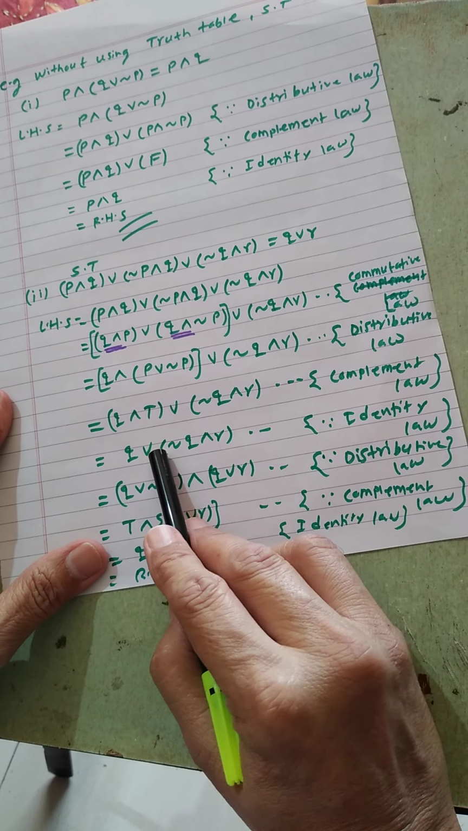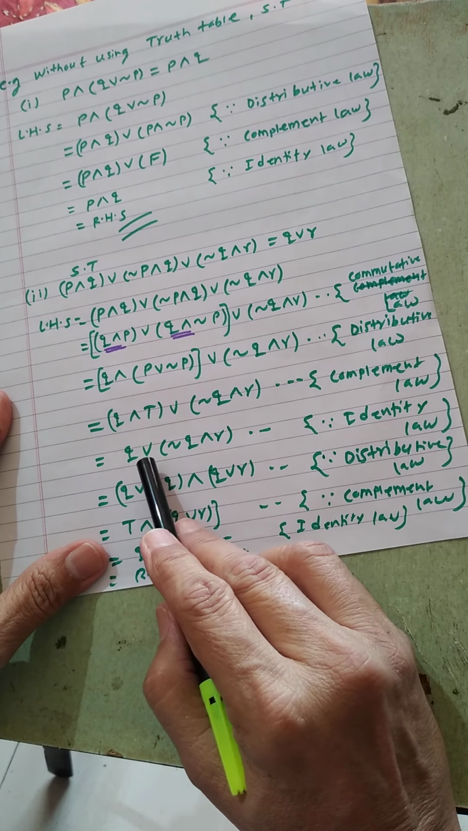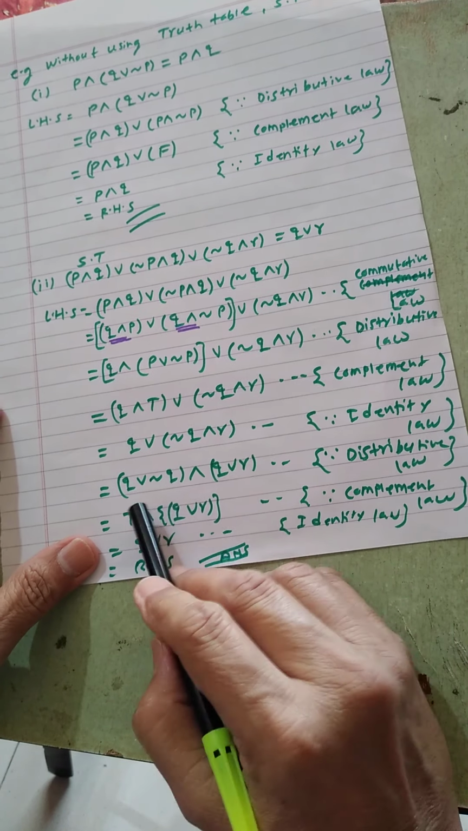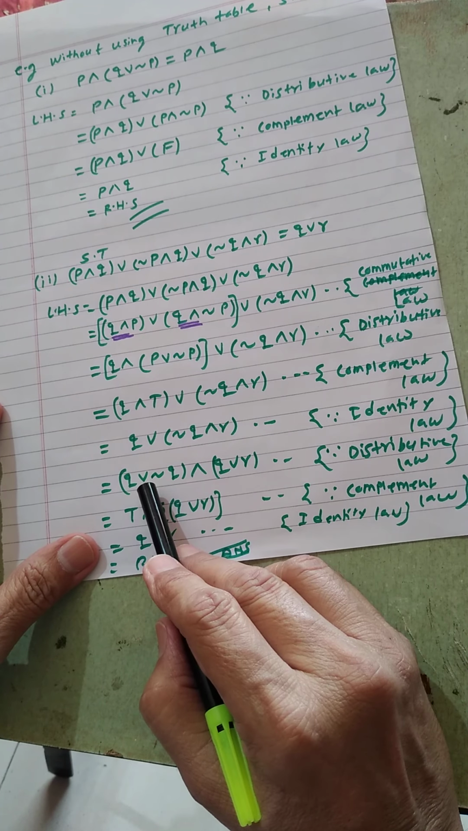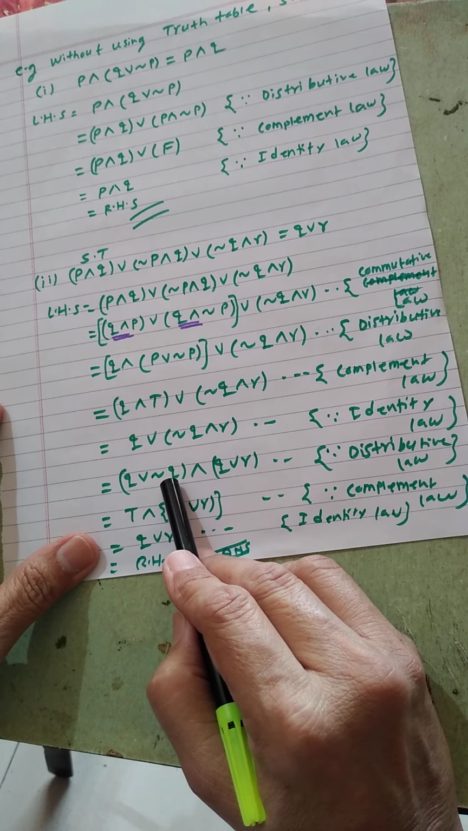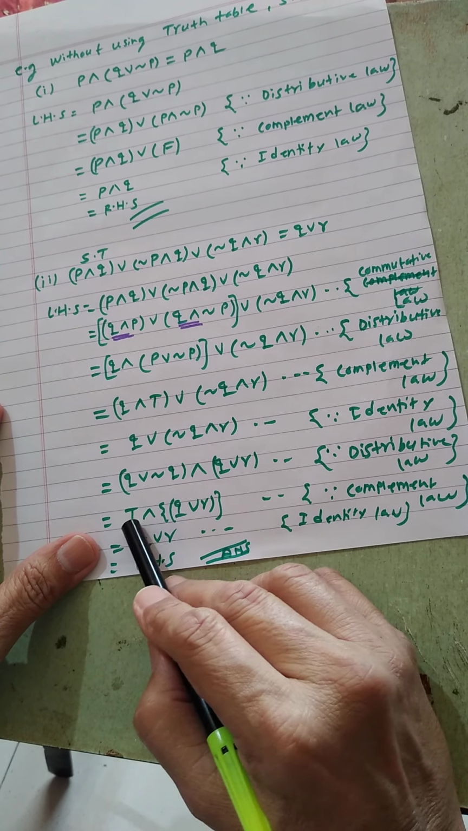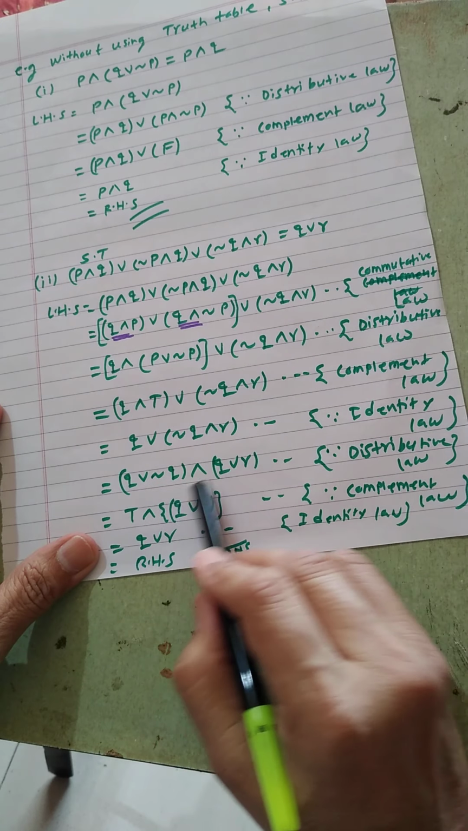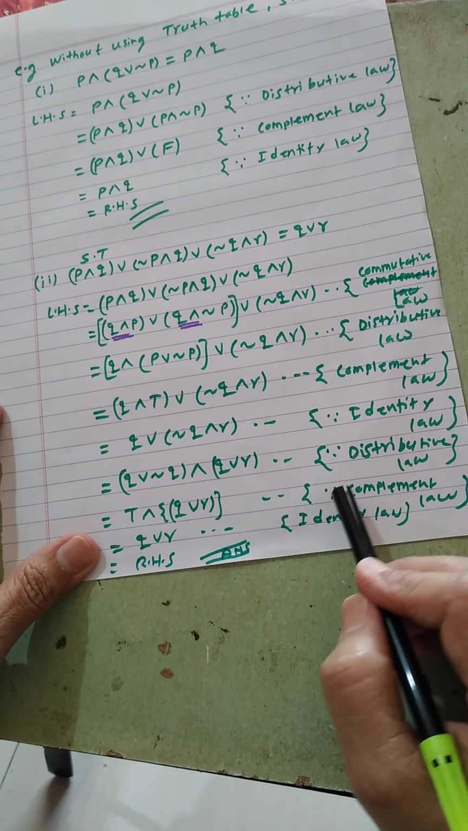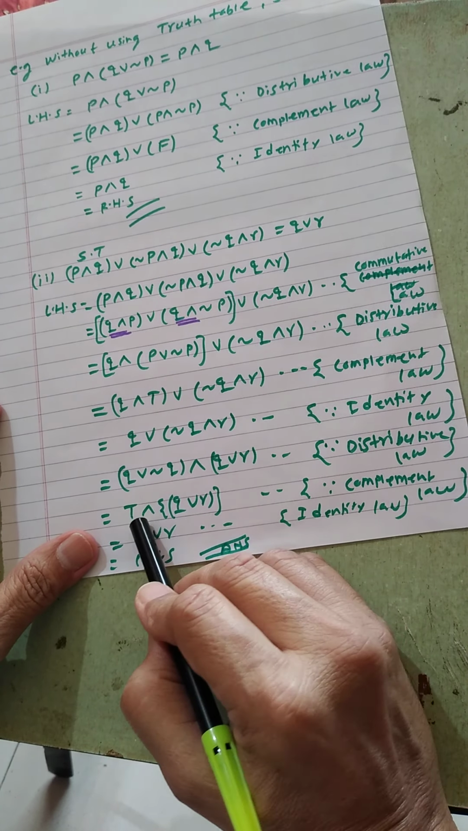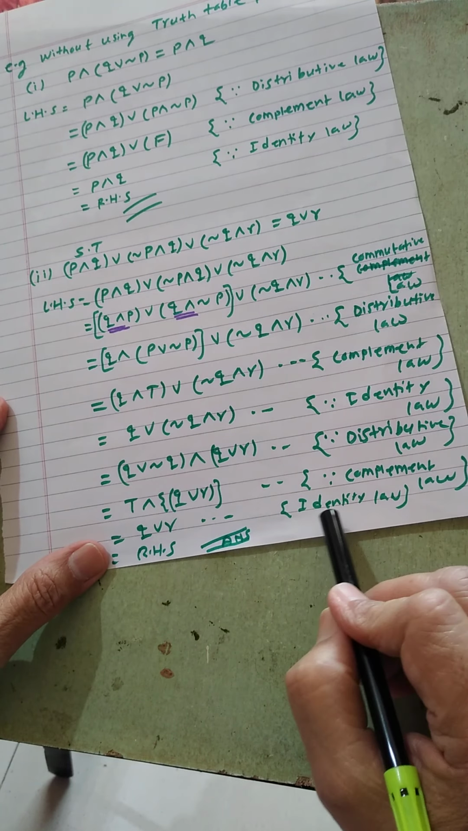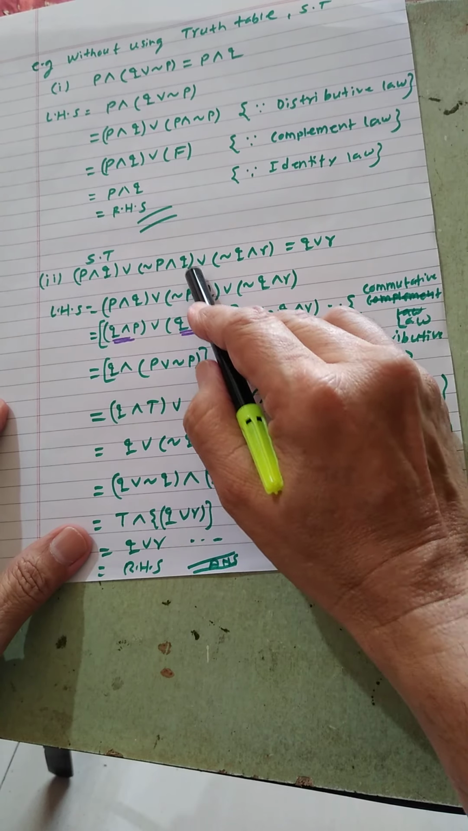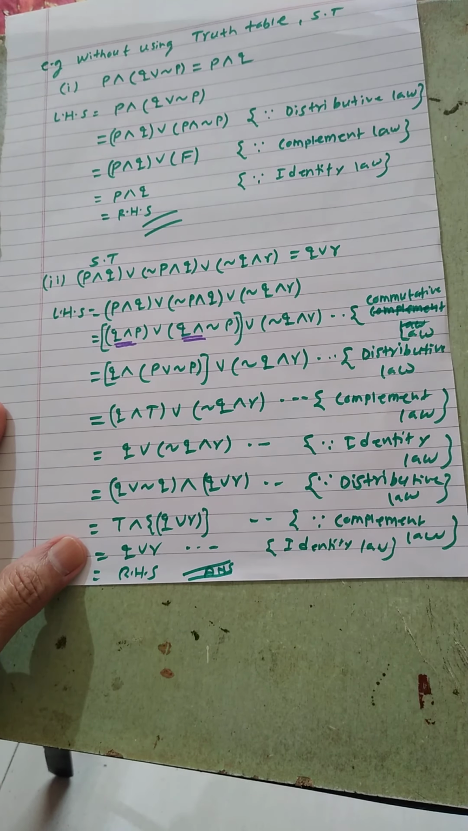Therefore Q or negation Q, and Q or R. Now Q or negation Q is T, and T and Q or R. We are using the complement law for this T, and the identity law gives Q or R. That is the RHS. Is it clear? Write down again in the classwork notebook. Thank you.